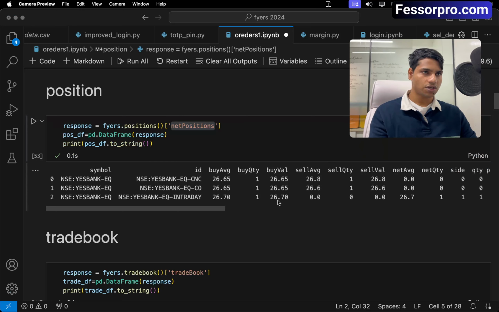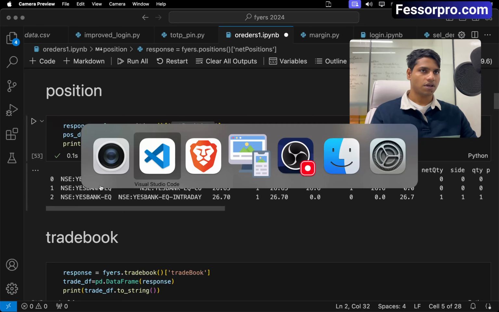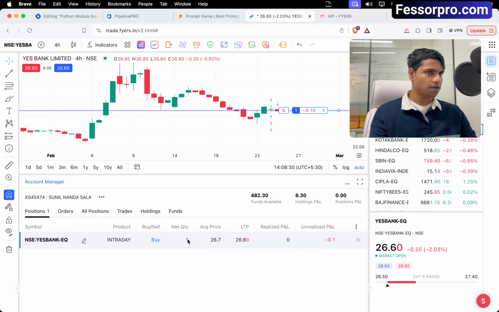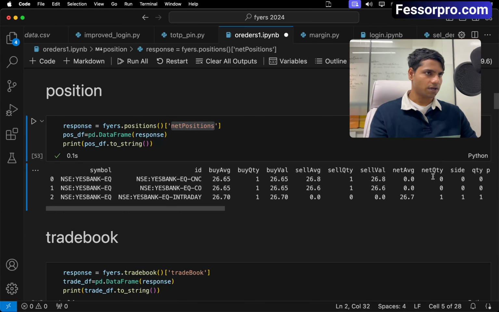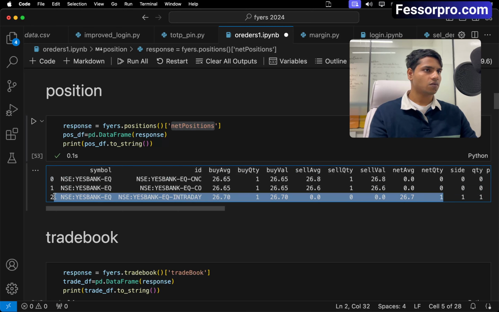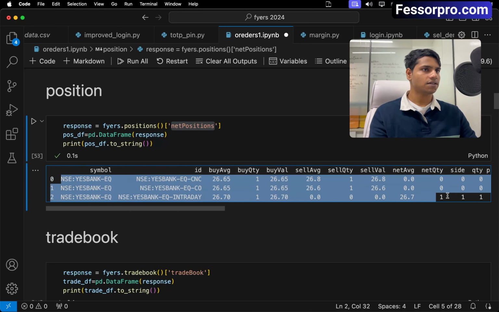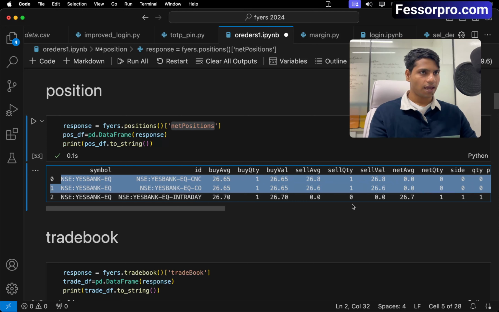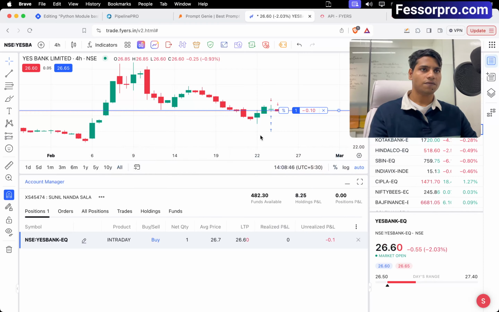Now notice that in position, there are three instruments visible. But if I go to my terminal, only one stock is there in the position. This is because of the net quantity. Look at the net quantity. Here it is one, and if you look here, here also it is one net quantity. Only one instrument has one net quantity and the other instruments have zero net quantity. So the API gives you all the historical positions that you have taken. But in your Fyers dashboard, it only shows you the positions which have net quantity greater than zero or less than zero. This is the difference between the normal dashboard and the API.